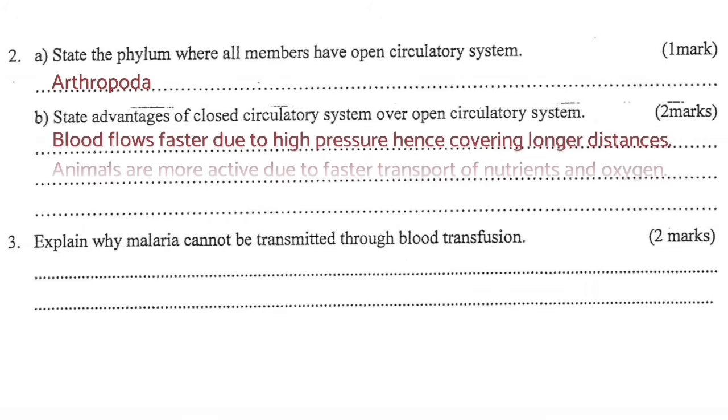Now, in closed circulatory system, you are going to have blood flowing at a faster rate due to high pressure. So, such blood is capable of circulating over longer distance. Now, animals that have a closed circulatory system tend to be more active. This is due to the efficient transport of gases and nutrients. Now, I would like to say this. I have seen books whereby they state one of the advantages of closed circulatory system is that it separates oxygenated and deoxygenated blood and therefore they do not mix.